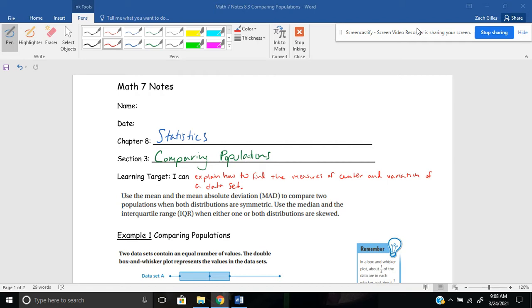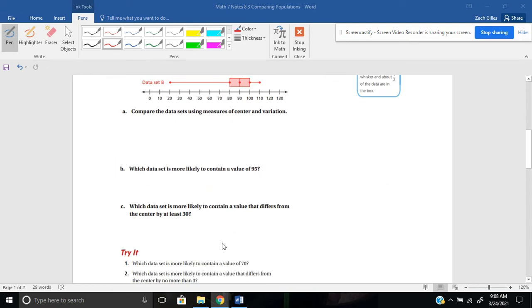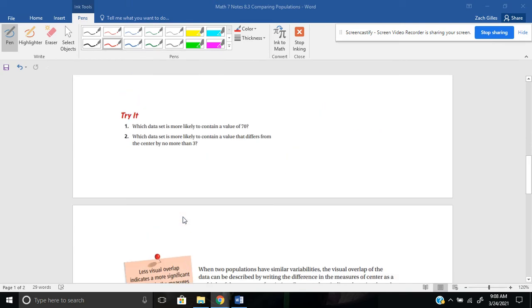We're going to compare some different populations. Today we're going to look at a couple different types of data and see how our data is distributed. We're going to do that a couple different ways, one using some box and whisker plots right here, and then you'll also see us comparing data using some dot plots here.